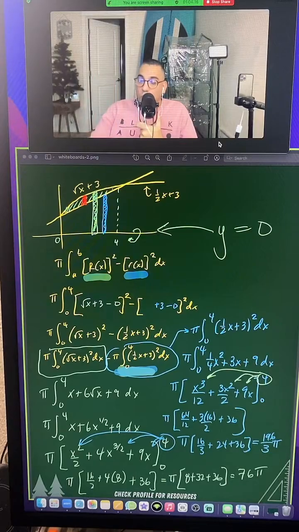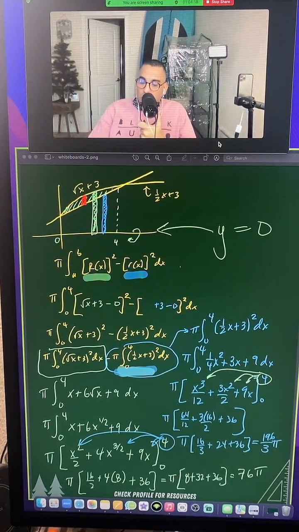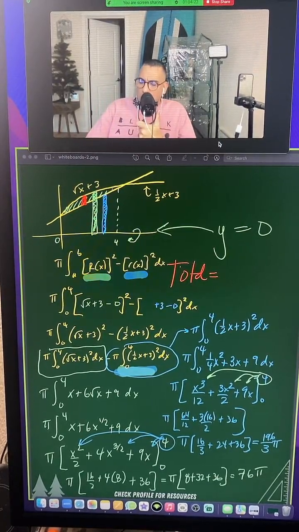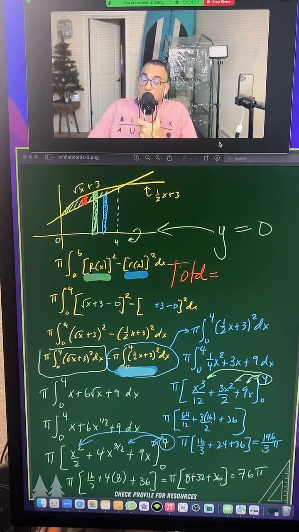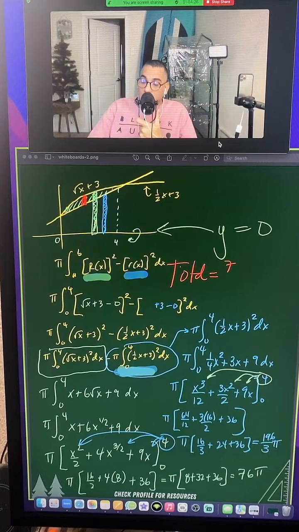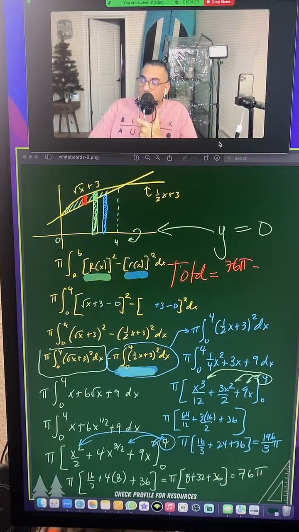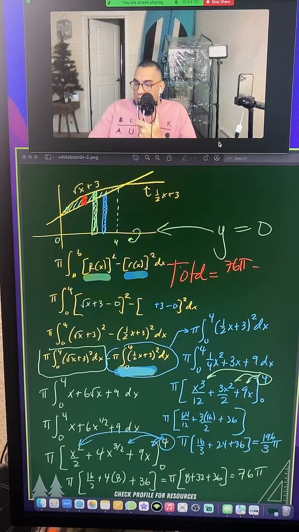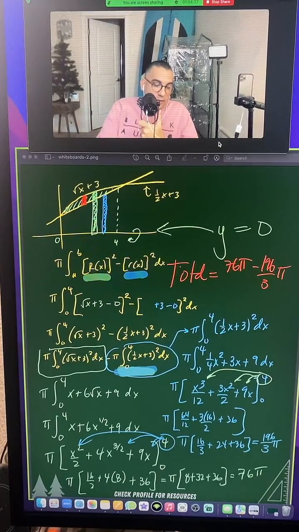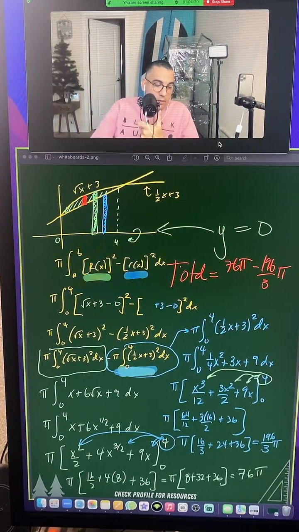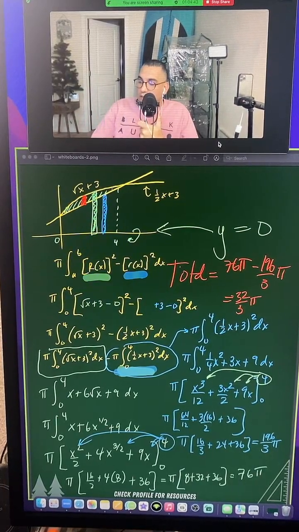All right, guys, so now my total area. I'm just going to put it up on top in red. Don't forget total, or the volume. I'm sorry, not area. Volume is going to be the larger one, which is 76 pi minus 196 over 3 pi. Okay, so let's just combine this. All right, guys, the answer is 32 over 3 pi. That is a solid.